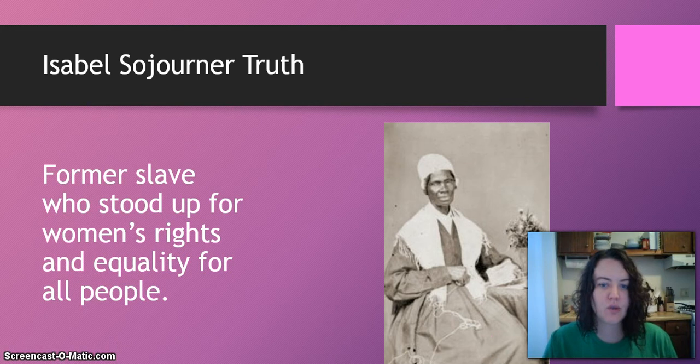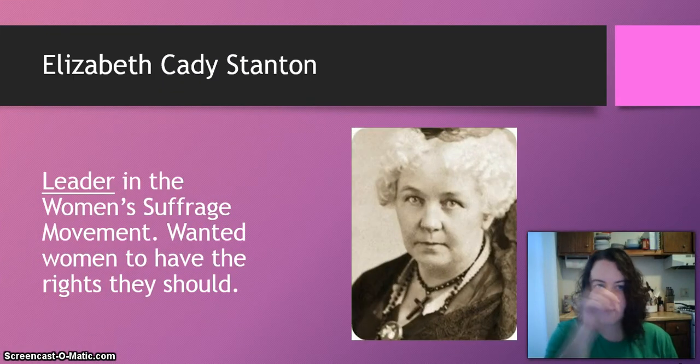Isabel Sojourner Truth is another woman who is involved in the suffrage movement. She was a former slave who stood up for the women's rights movement and equality for all people. And then we have Elizabeth Cady Stanton. She was a leader, and leader is the word that you need to associate with her. She was a leader in the women's suffrage movement. She wanted women to have the rights that she felt they should have.